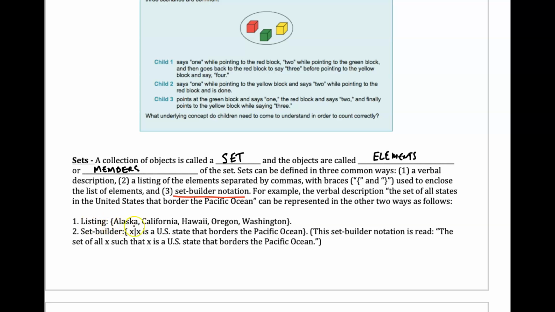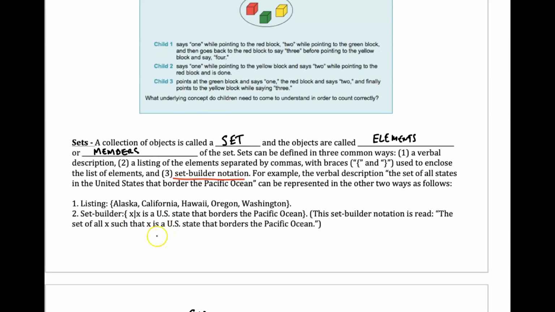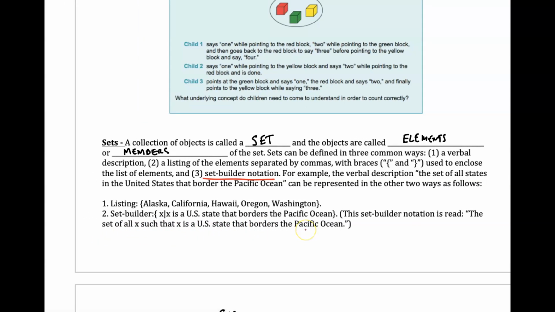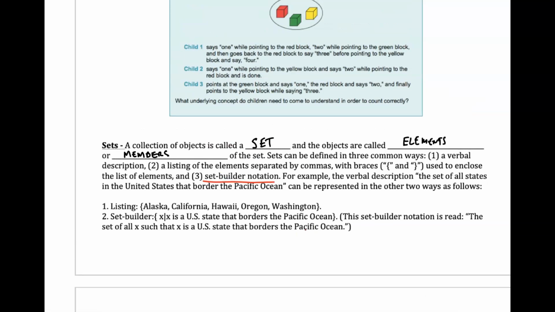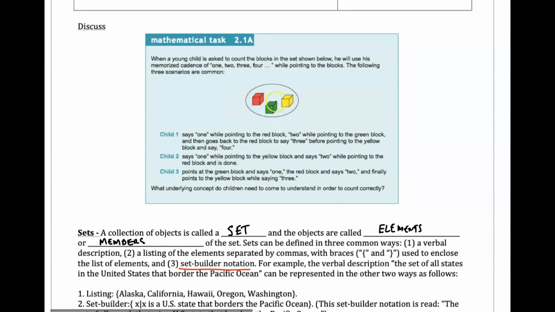You would write it out in this form here with braces. What's the characteristic of these states here? Well, each of these states, if you're using set-builder notation, is that they border the Pacific Ocean, right? So it's the set of all x, such that x is a state that borders the Pacific Ocean. Again, very formal language we would use. When we're talking about sets, keep in mind we're talking about how people count, how we organize numbers. That'll be the very first concept we learn, this idea of numbers and what numbers are.